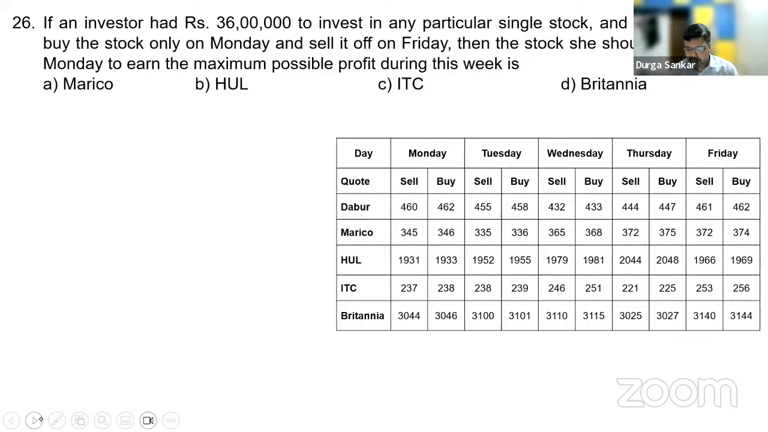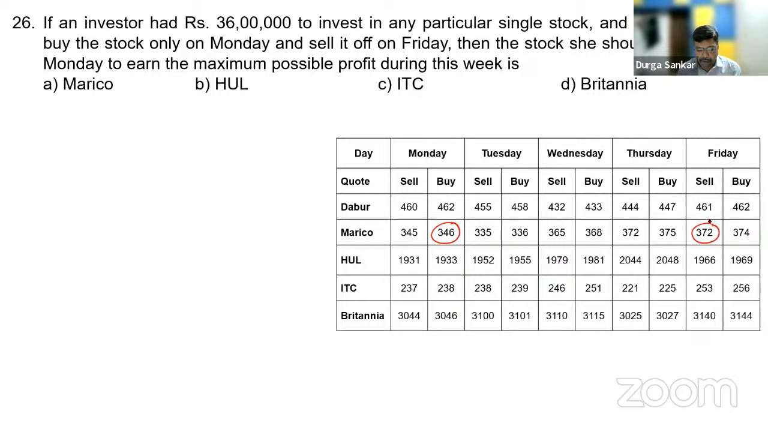Now, if I look at the maximum possible profit, anyway, Dabur is not there in the answer options, so I don't even have to consider that. Now, if I look at the remaining 4 options, suppose I consider Marico. Now, Marico's buying price is 346 and selling price is 372.